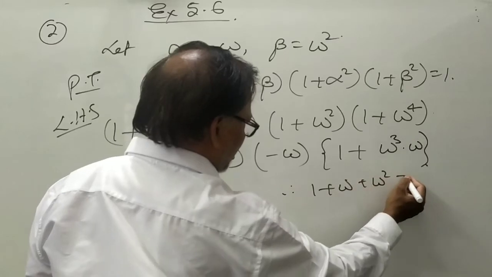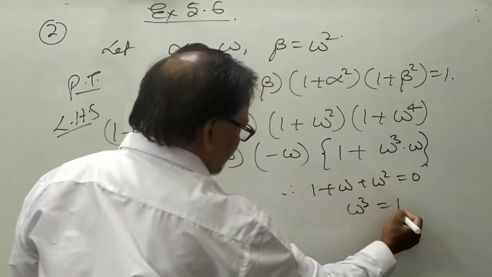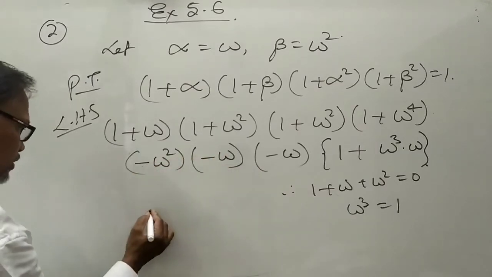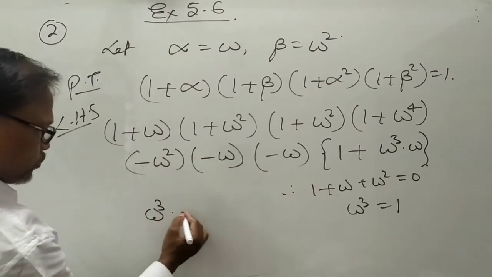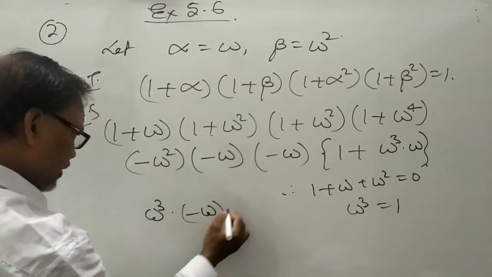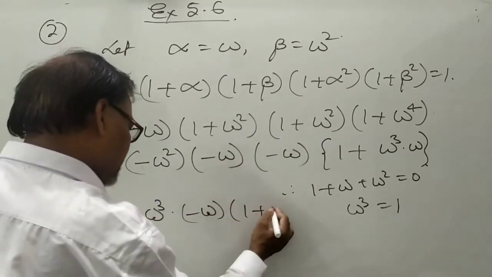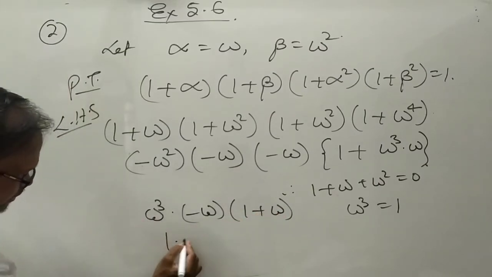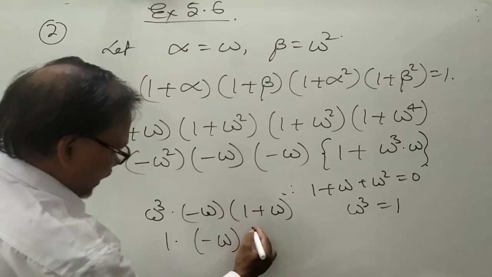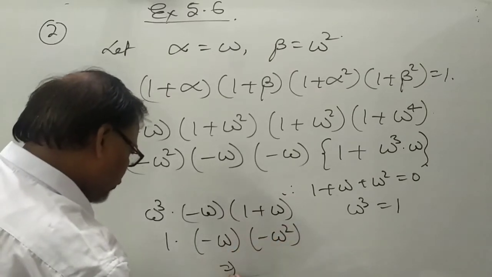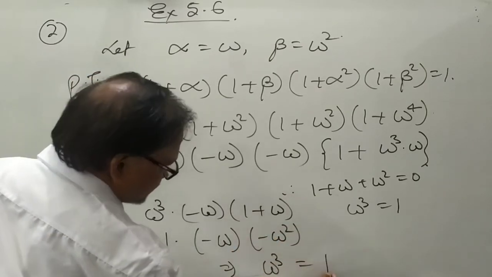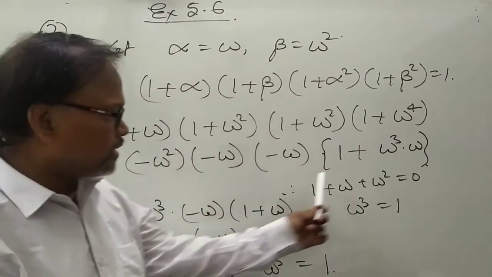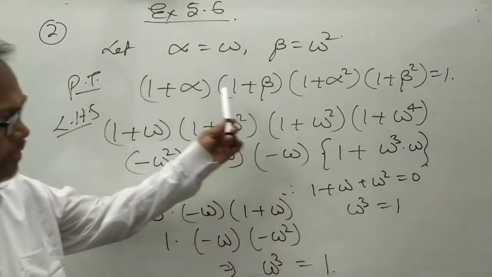Only two relations are being used. So minus omega square times minus omega gives omega cube into minus omega, and now multiplying it with the other factors, 1 plus omega and 1 plus omega, this omega cube is equal to 1, and minus omega square, so it will be omega cube again, meaning 1, which is equal to the right hand side. Whatever the relation, only two relations are there that you have to use.